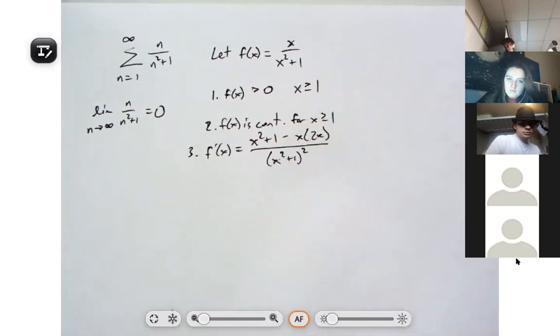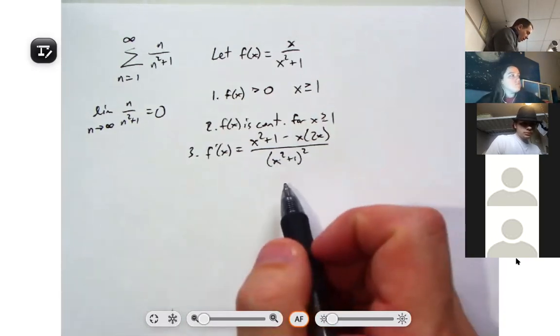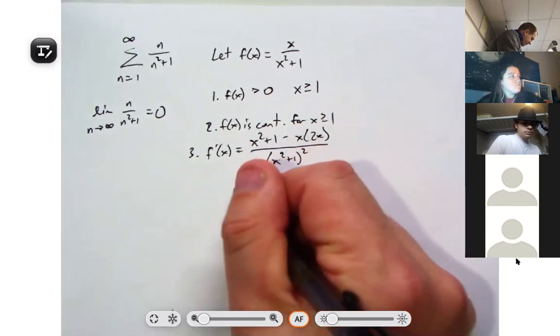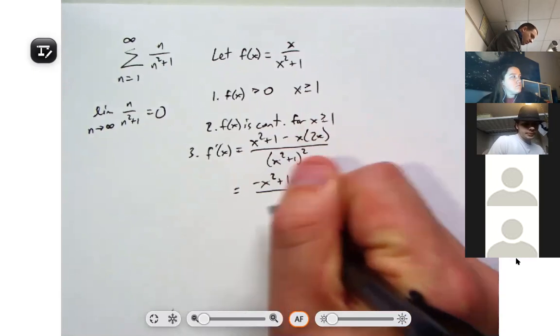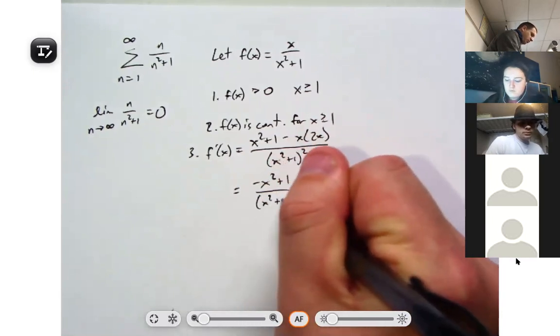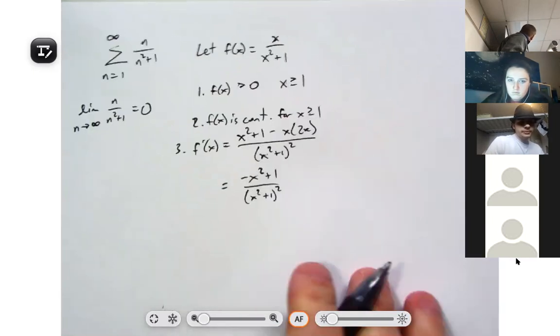I didn't give you a ton of room to work on these notes. I apologize for that. When I created these notes, I did, and then I made the key. I didn't realize how much space was actually needed. So then I'm going to simplify this. So it's going to be negative x squared plus 1 over x squared plus 1 squared. Now wait a second.